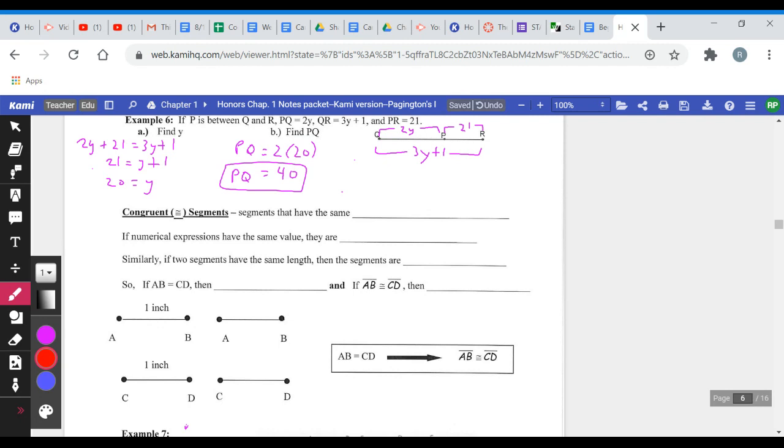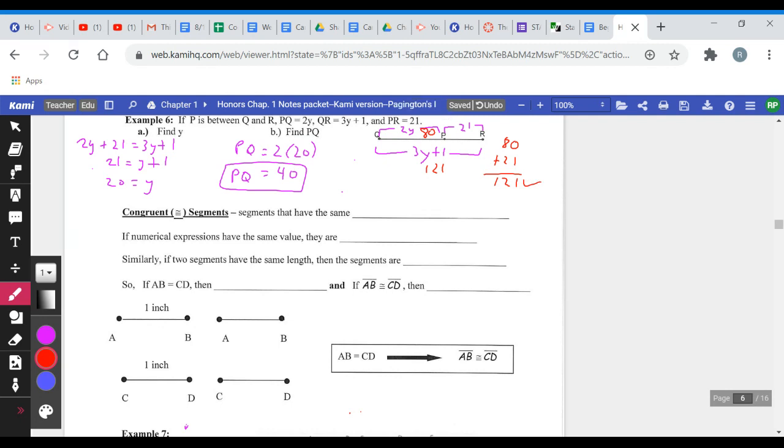If I take that 40 and plug it back in for QP, then I would have 40 times 2, which would be 80 up here. Down here, I would have 40 times 3 is 120, plus 1 is 121. And again, I could do that quick check to make sure that I've got 80 plus 21. That gives me 121. And yes, that checks out.